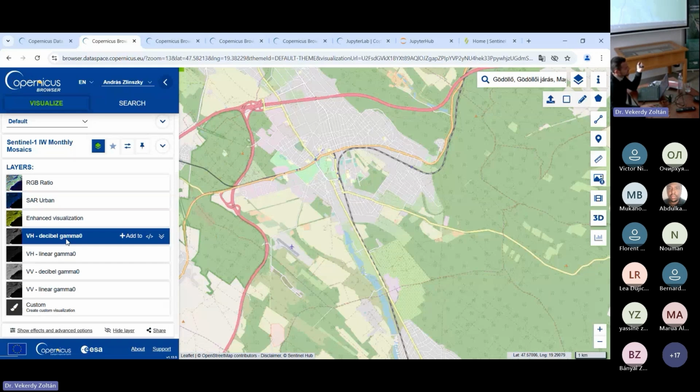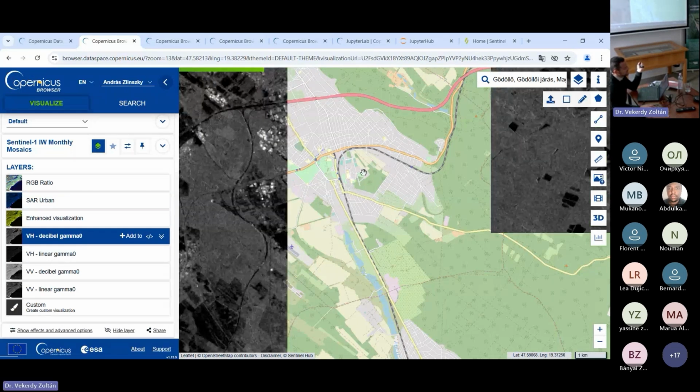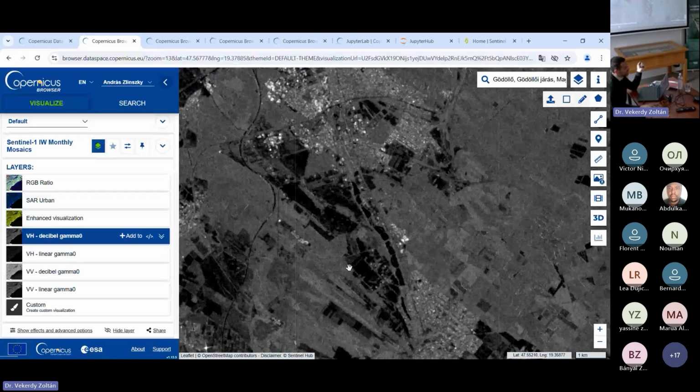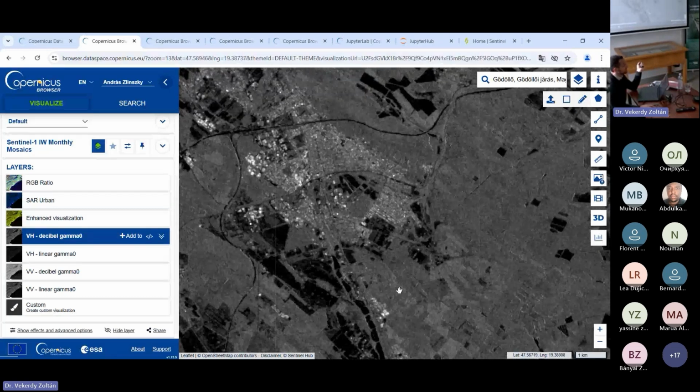And if I go back to the decibels, then these highlights are less prominent, and we start to see the structure of the forest. These are the two main parameters that Sentinel-1 visualization works with.